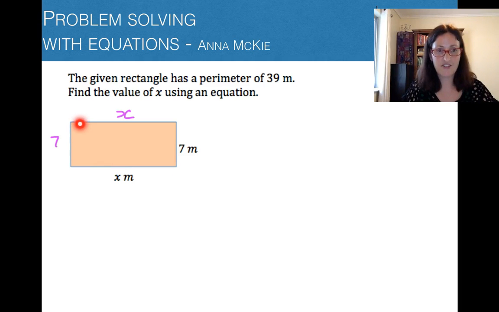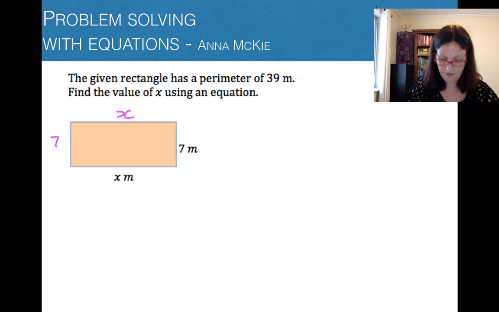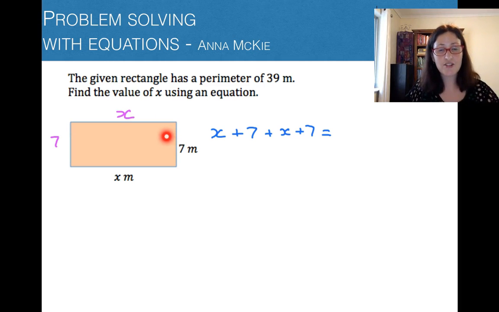x plus 7 plus x plus 7. So let's write that. We have x plus 7 plus x plus 7 is equal to the length of the perimeter all the way around the outside, and it told us that in the question, 39 meters. We'll put 39. And now it's solving an equation.